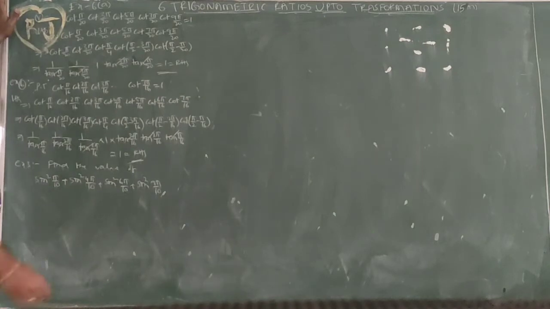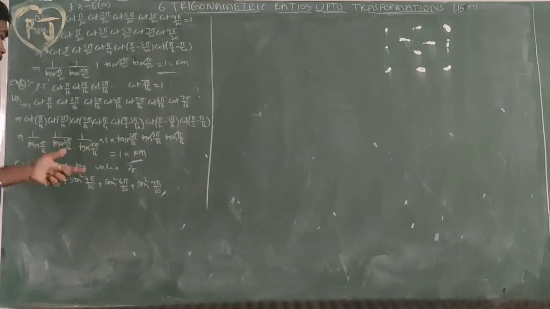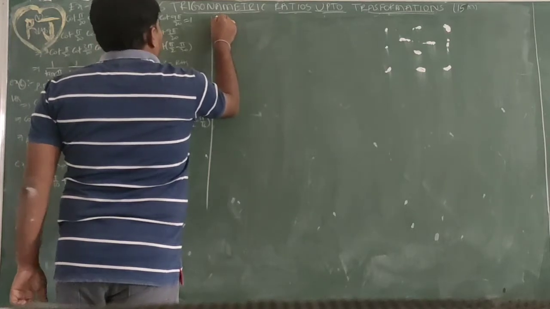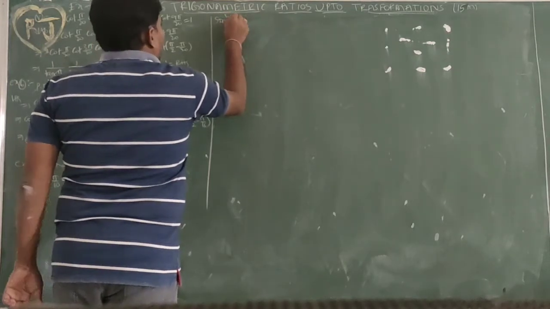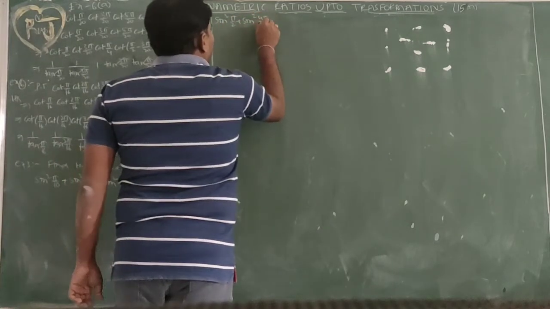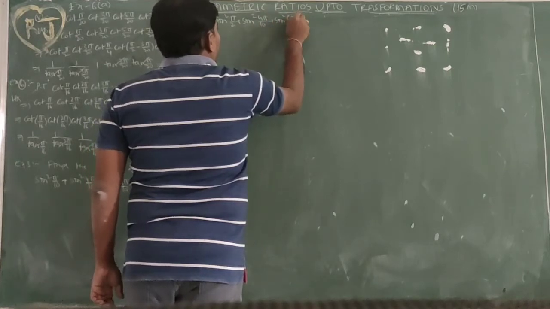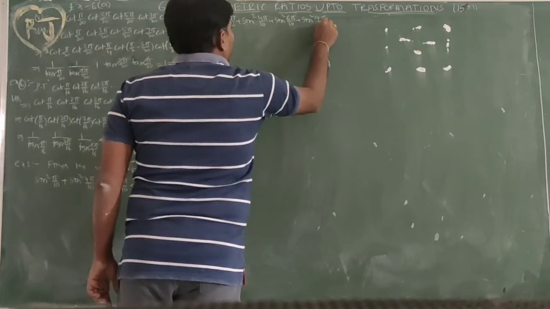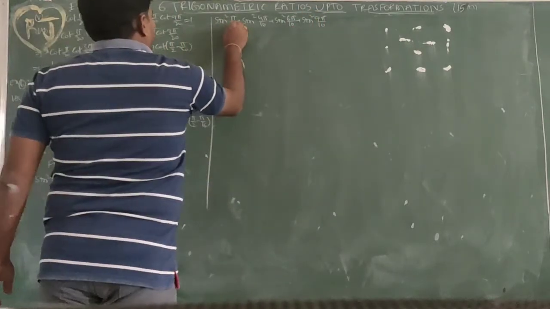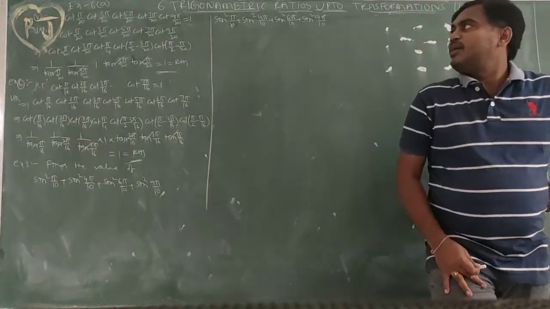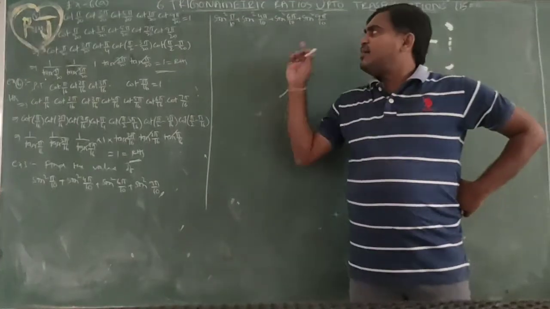Okay, so what I am doing is, I want to convert everything into pi by 10. First I want to write what we need to find: sin square pi by 10 plus sin square 4 pi by 10 plus sin square 6 pi by 10 plus sin square 9 pi by 10. So this is pi by 10. I want to write everything in terms of pi by 10.